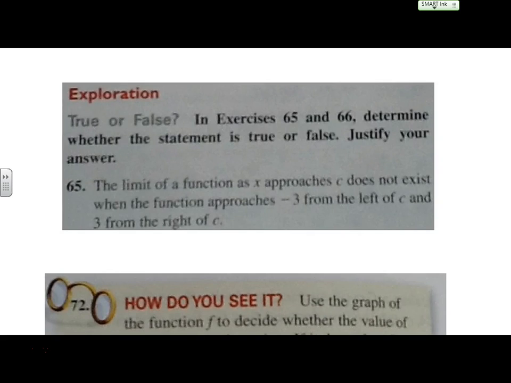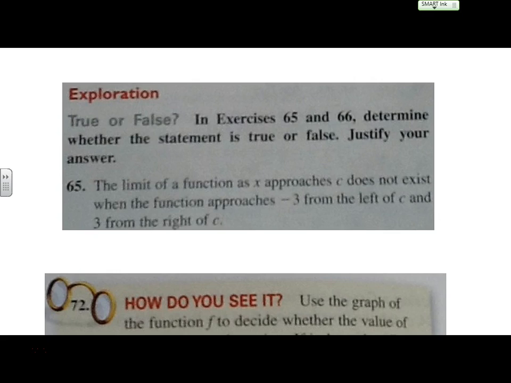True or false? The limit of a function as x approaches c does not exist when the function approaches negative 3 from the left and 3 from the right. Don't answer out loud. I want you to think in your mind. You're going to vote for either true or false. And if you don't vote, I'm going to publicly humiliate you and make you stand. So, read the question and actually participate. You are going to answer true or false.